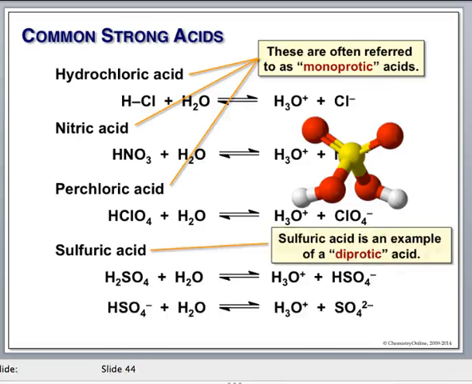In your lab, you also did phosphoric acid, H3PO4. That's a triprotic acid. It's actually a weak acid, but triprotic acid. Any questions? Simple nomenclature.